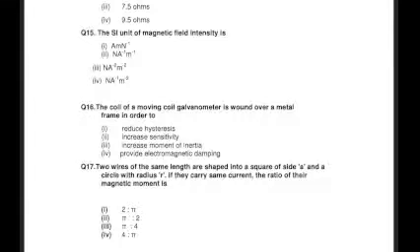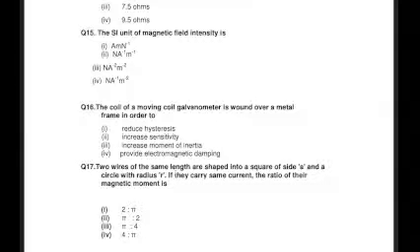Question number 16. The coil of a moving coil galvanometer is wound over a metal frame in order to 1. Reduce hysteresis, 2. Increase sensitivity, 3. Increase moment of inertia, 4. Provide electromagnetic damping. Correct. The answer is provide electromagnetic damping.